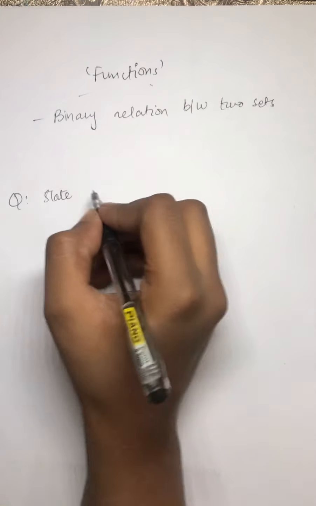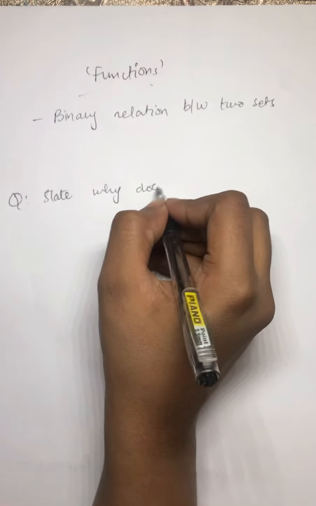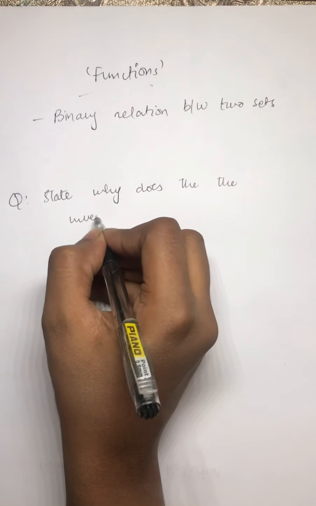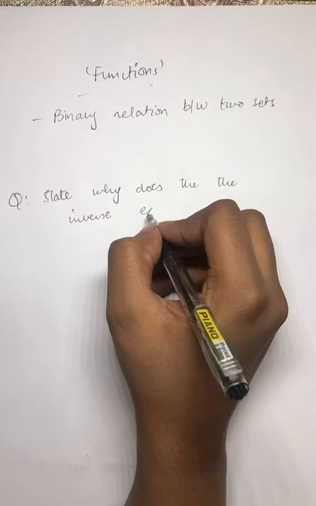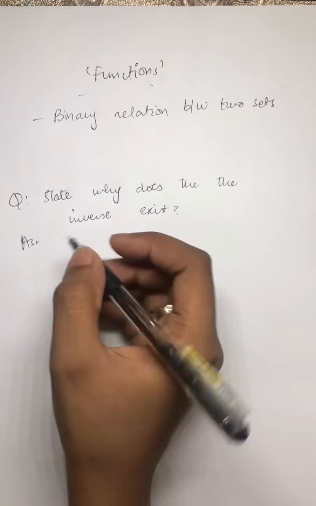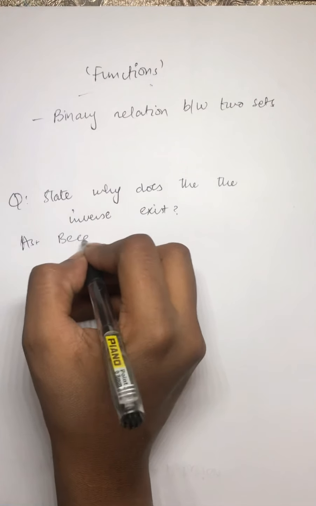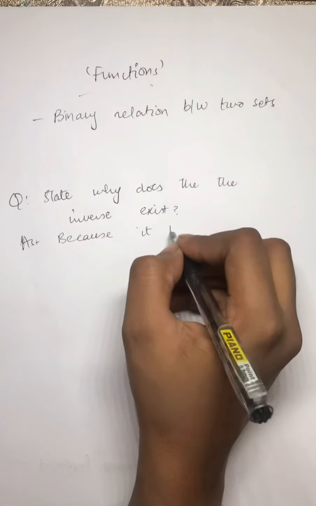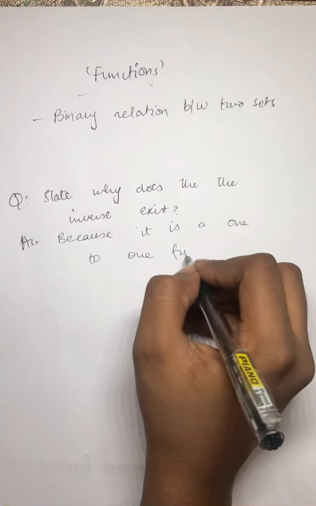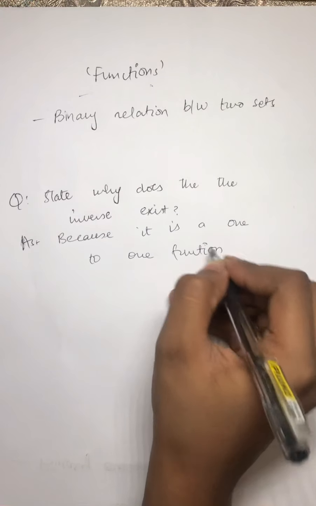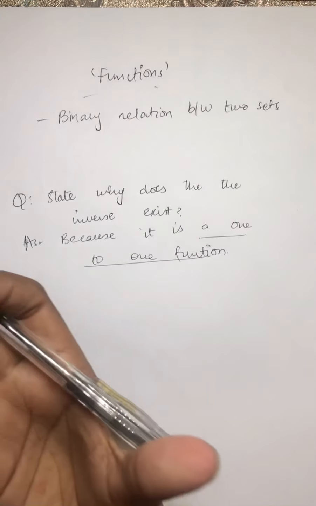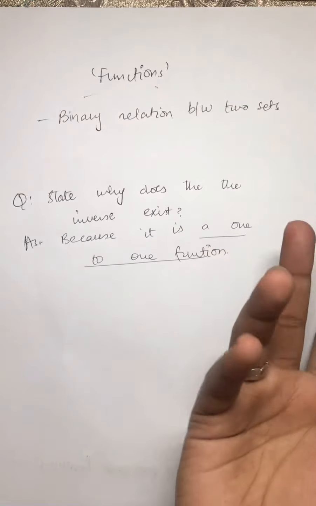State why the inverse exists. So the answer would be: because it is a one to one function. This is exactly what you guys are going to write in that question, but let me tell you guys what it exactly means.